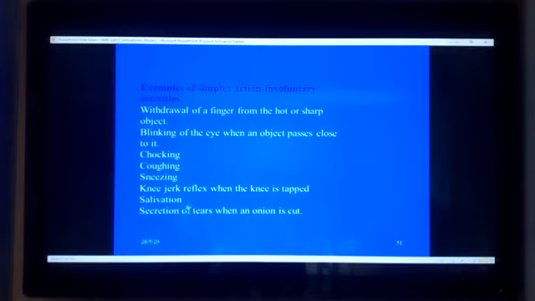And this one you can try at home. I will explain how you can do it, and then you see whether the reflex action will be emitted. Then salivation, and the last example is secretion of tears when an onion is cut. If you have an onion somewhere, please cut it and get the feel.